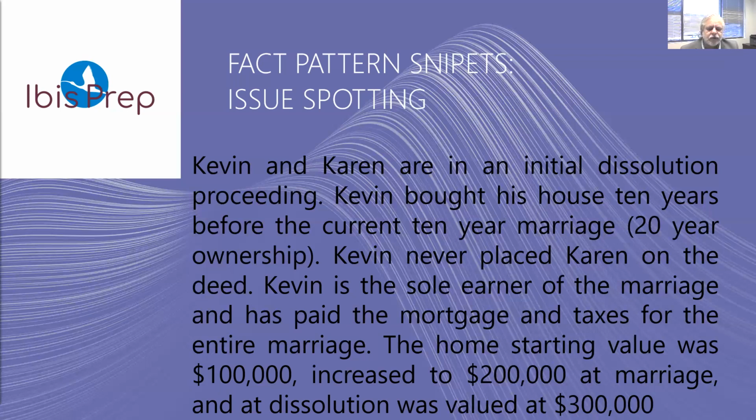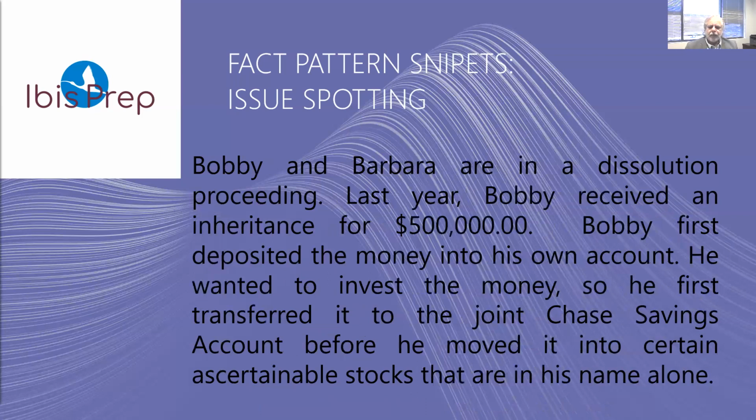Kevin's income during the course of the marriage is a marital asset. It's not his money, it's the marriage's money. And therefore, since that money was used to maintain a marital asset, Karen has an interest in his non-marital asset under the case we called COB. So Karen will be entitled to $50,000. That's the one half of the increase in value of the home from the date of marriage until the date of separation. Our final example, we're going to deal with Bobby and Barbara.